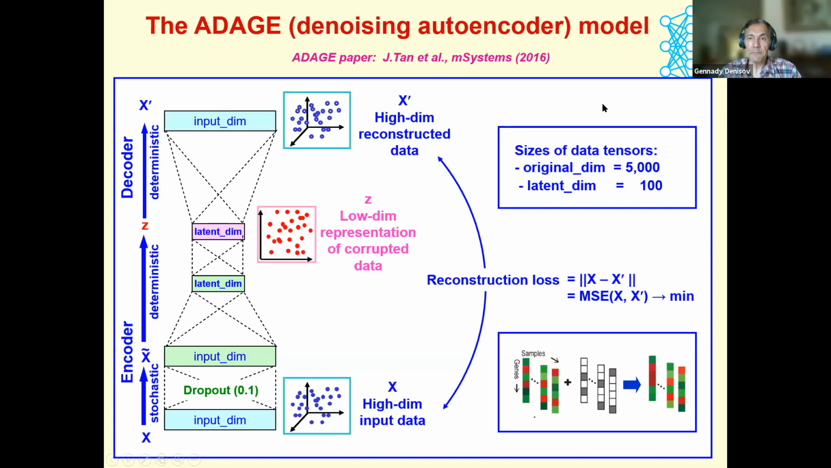Any questions? Okay, looks like it's clear. The denoising autoencoder is clear.